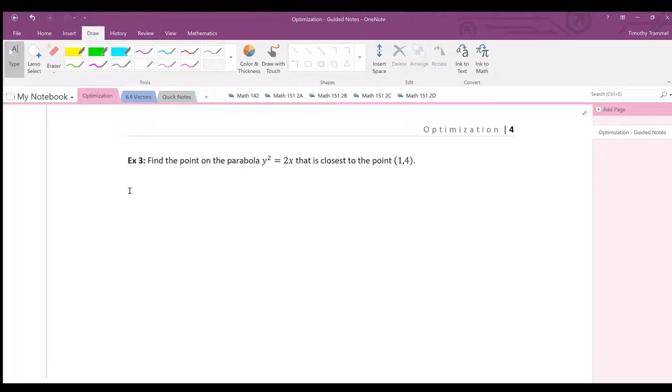Example 3, find the point on the parabola y squared equals 2x that is closest to the point (1, 4). And what I'd like us to do here first is actually sketch that parabola y squared equals 2x, because I think a lot of us maybe haven't graphed something quite like this before.